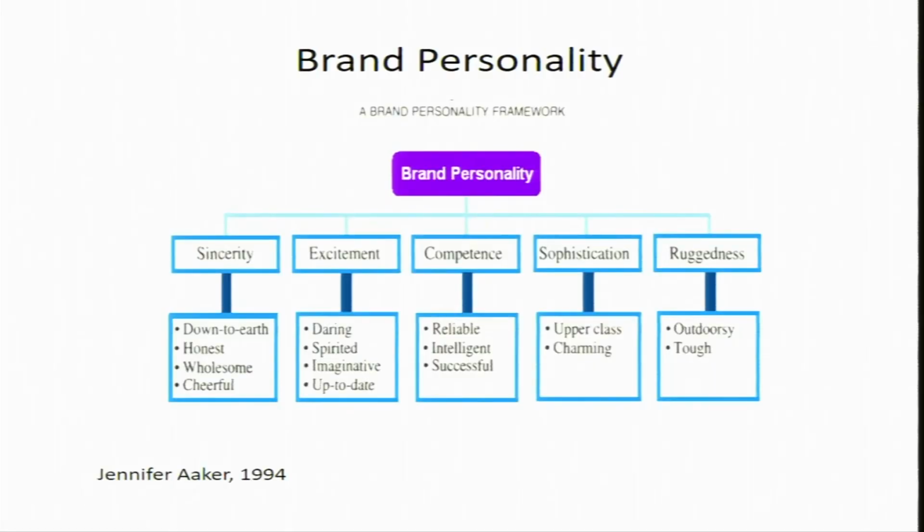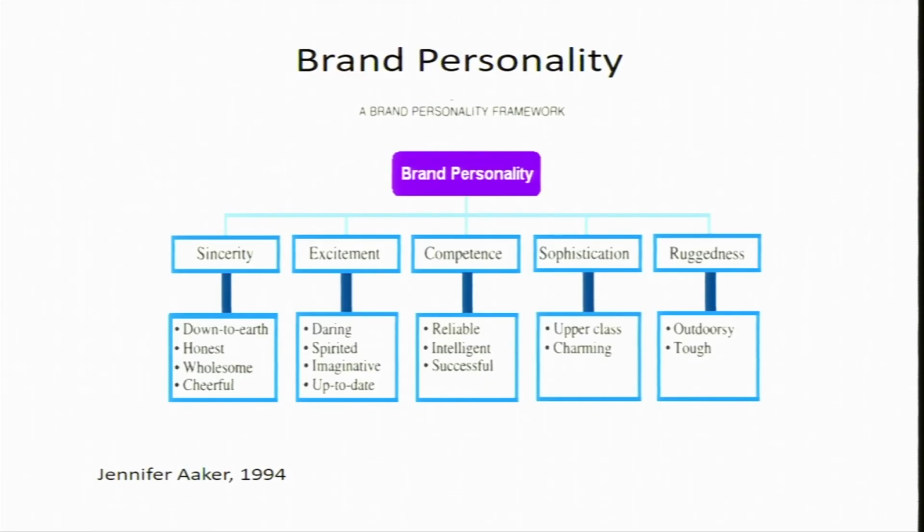Then it is spirited. Spirited means it does not fall back, it gives a fight. Then it is imaginative, which means it is creative, it keeps doing new things. And then it is up to date. So, it is not old, it keeps updating itself and it keeps representing what is happening in society. So, if it is an exciting brand, it will have items like daring, spirited, imaginative and up to date. Similarly, the third dimension she gave was competence.